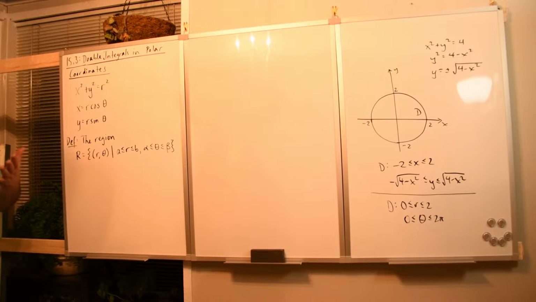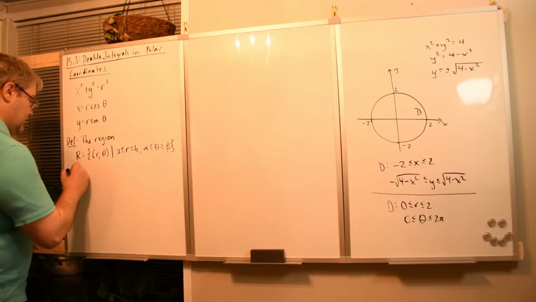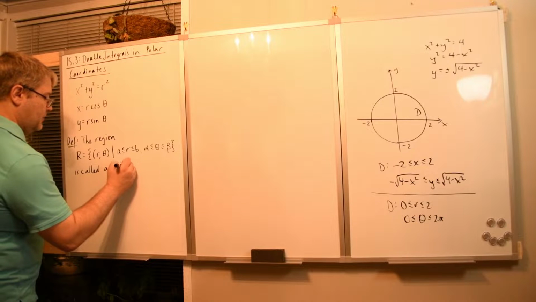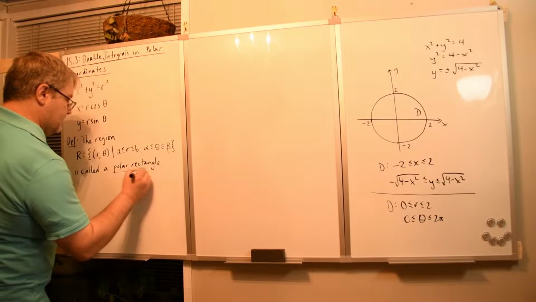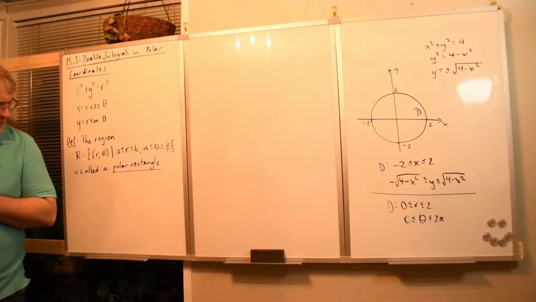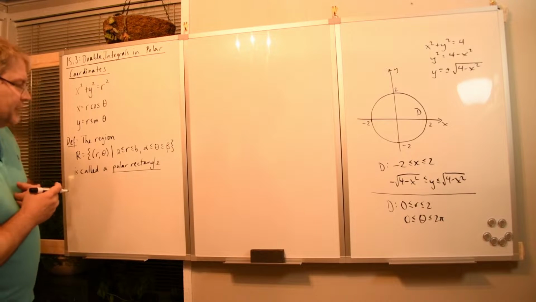So constant boundaries for both r and theta, that's pretty nice. This is what we refer to as a polar rectangle. And so you might think about, well, I'm not so sure that this really represents a rectangle. It certainly doesn't look like it from the traditional sense.